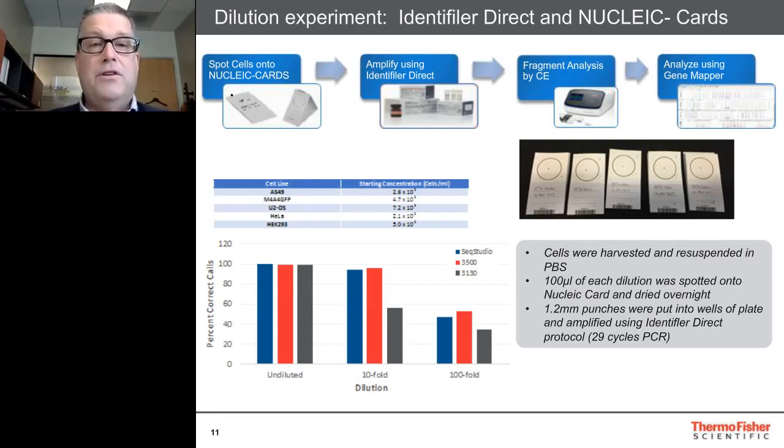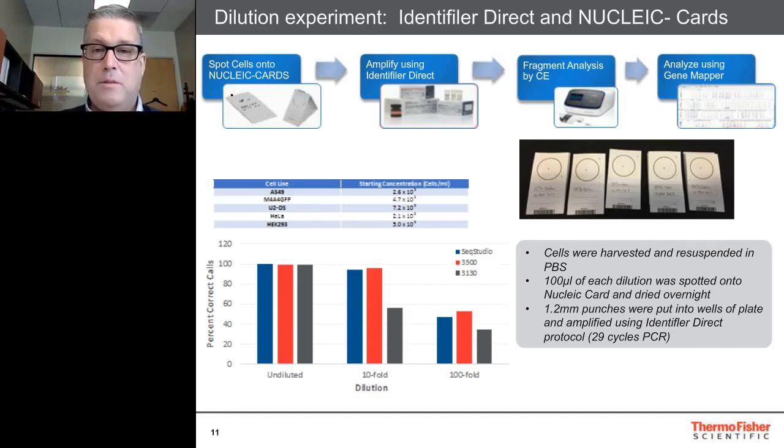The Identifiler Direct kits make use of these nucleic cards. These are cards that have a DNA stabilizing matrix built into them. So all you have to do is spot the cells onto these cards, as shown here, let the cells dry on the card, take a small punch from where the cells have been spotted on the card, and analyze the punch directly without having to purify genomic DNA.